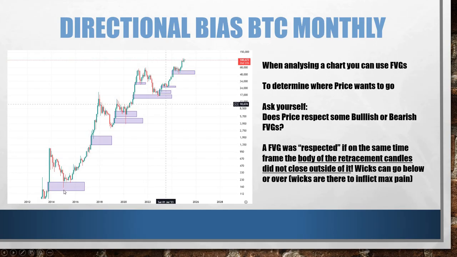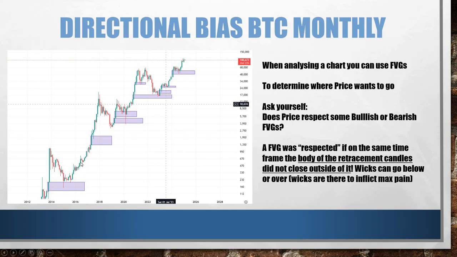In general, the wicks don't really matter that much. The wicks are there to make damage, to inflict maximum pain to traders. So the wicks can push the price even further than the fair value gap. It doesn't really matter as long as it comes back up and closes inside or over. So you can see that the monthly was respected here. Price goes, I did not highlight this one, but for the people who have some good eye, you could see here there's also a fair value gap.